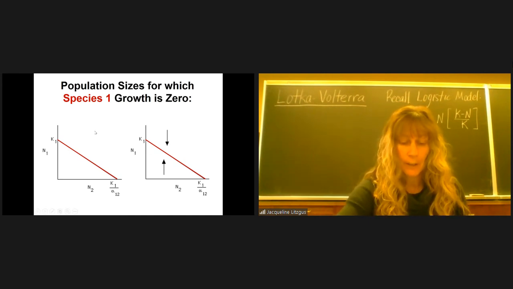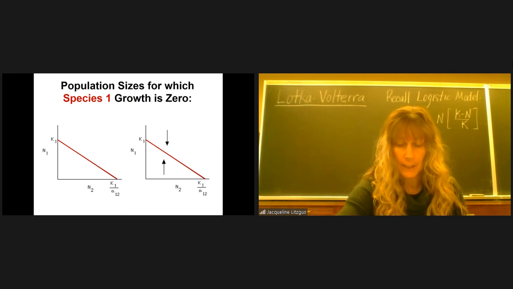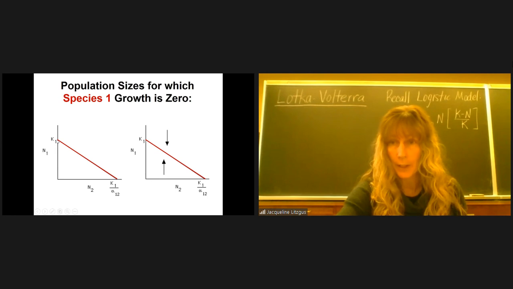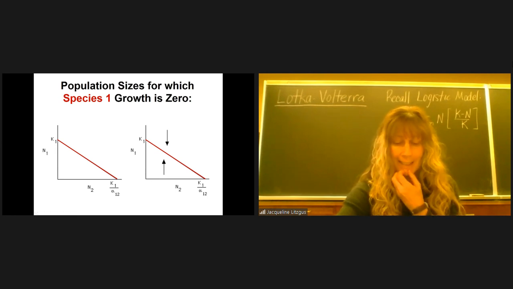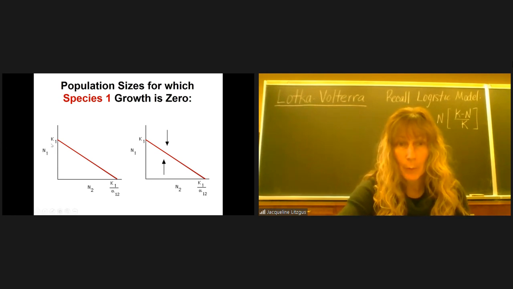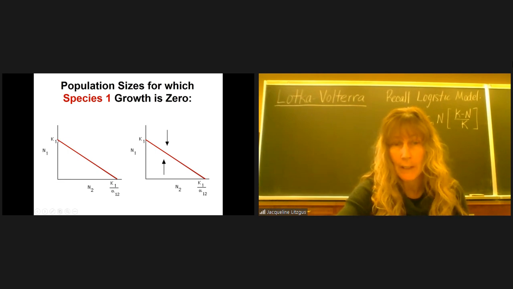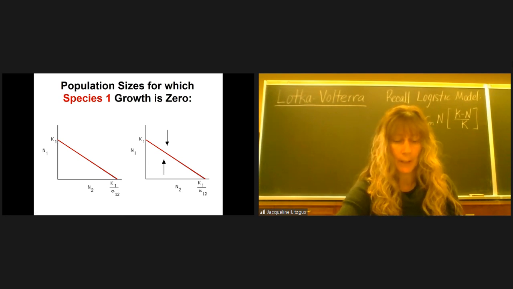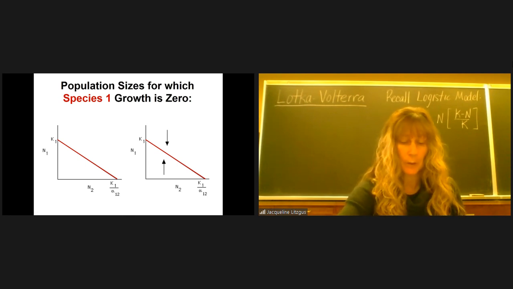So for the graph of this isocline, the zero isocline for species one, the line intersects the y-axis at K1, which is the carrying capacity for species one. At that point on the graph, there are no individuals of species two present. We're at zero for species two. Everybody is just species one, at the carrying capacity of species one.